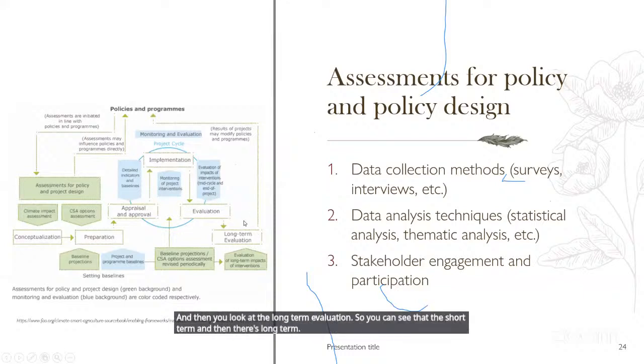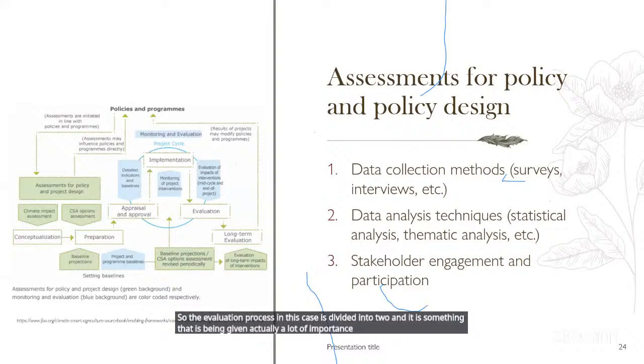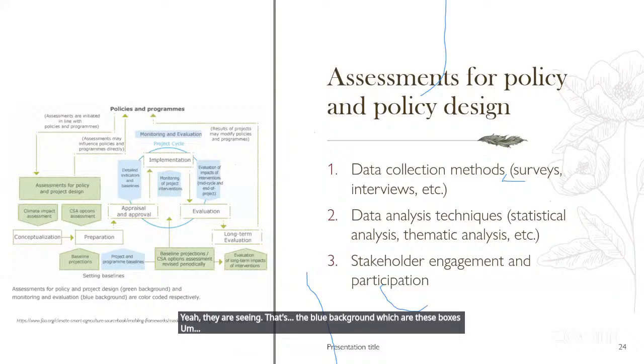So the evaluation process in this case is divided into two, and it is something that is being given a lot of importance. When you look at this diagram, they are saying that the blue background, which are these boxes, are showing the monitoring and the evaluation. There's something that I want to show you here. Then when you look at the green background, you see the assessments of policy and project design, right?